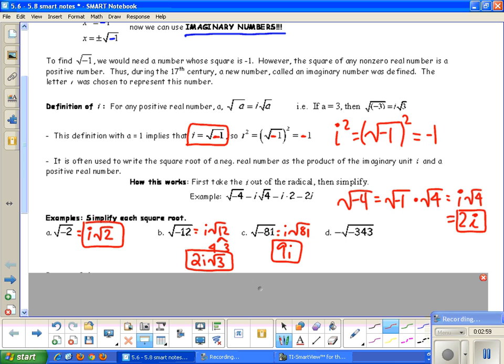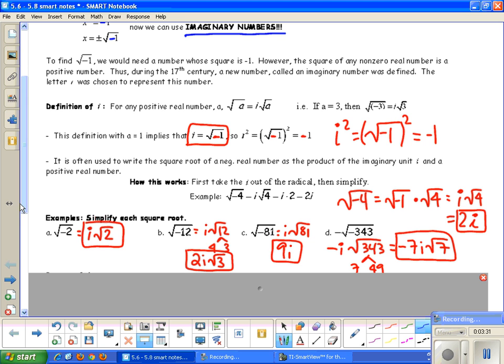And then over here, we have a negative in front of the radical, so this would be -i root 343. And then, of course, you want to break that down. That's 7 times 49. The square root of 49 is 7, so this is really equal to -7i root 7. So that's how we can simplify the radicals that have negatives, taking out the i first and then simplifying the radicals. Now, we also want to be able to simplify the powers of i.